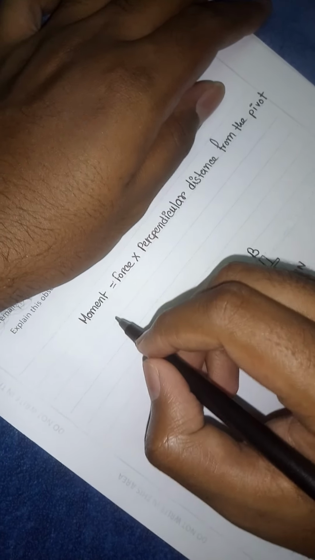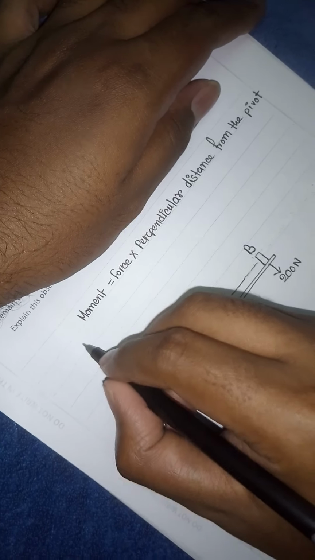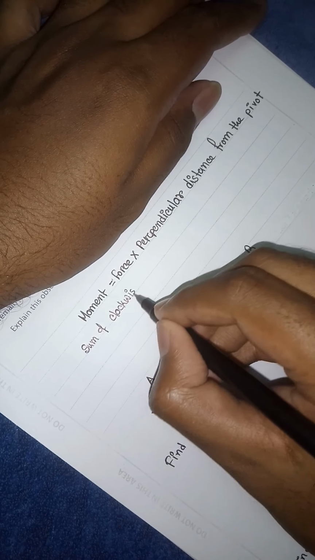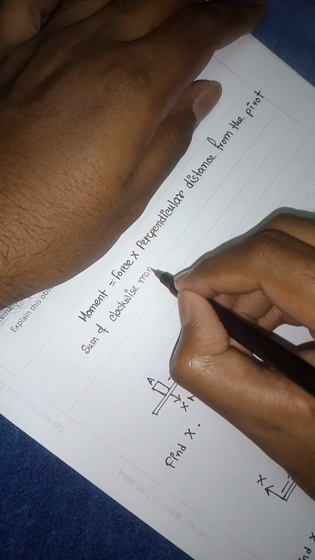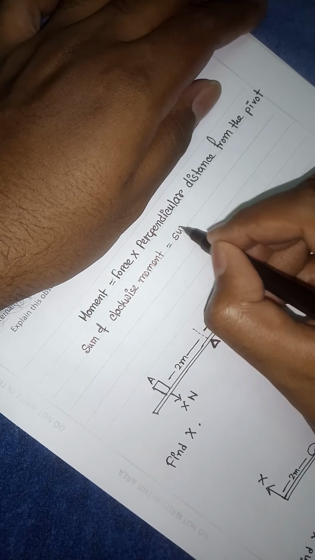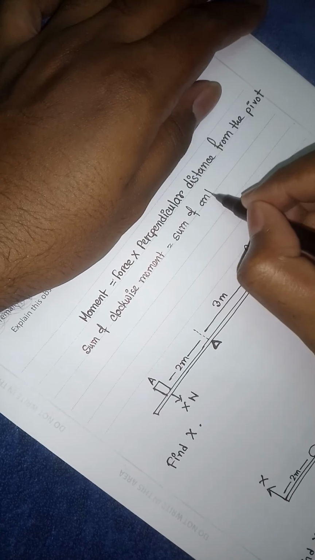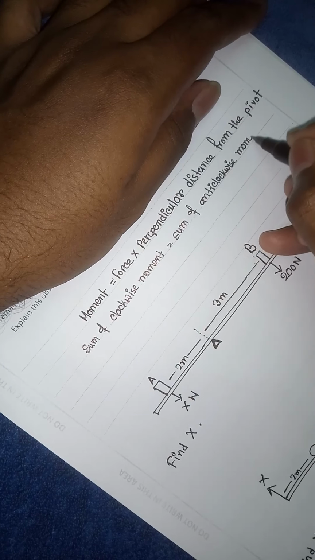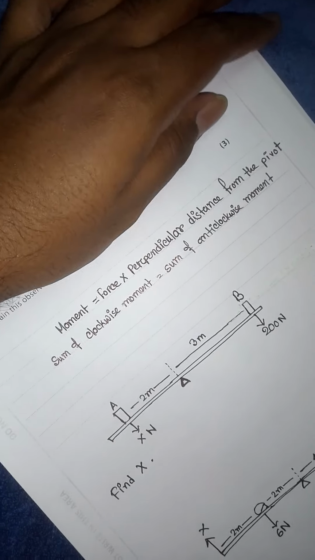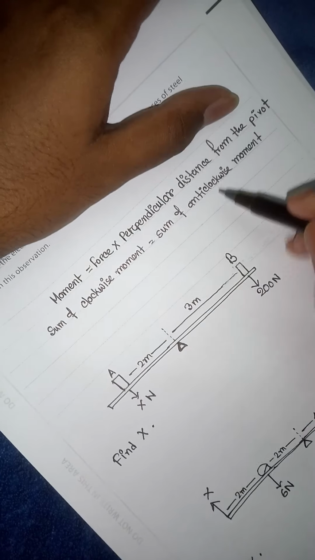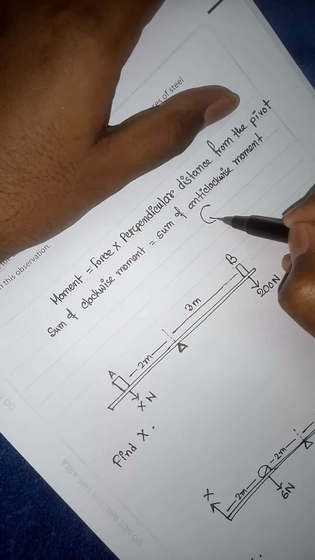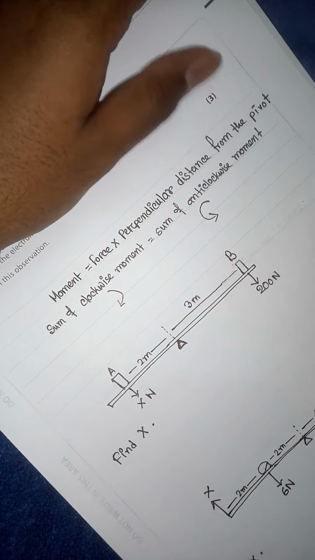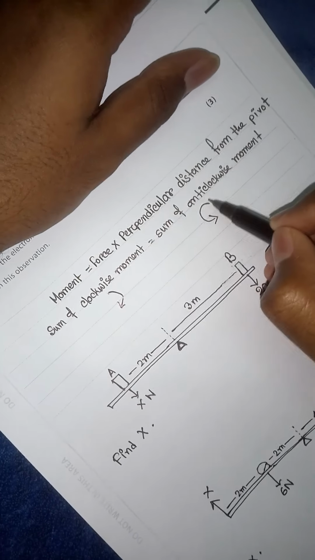And another formula is the principle of moments: the sum of clockwise moments equals the sum of anti-clockwise moments. Anti-clockwise moment means this direction and clockwise moment means this direction. This is clockwise rotation, and this is anti-clockwise rotation.